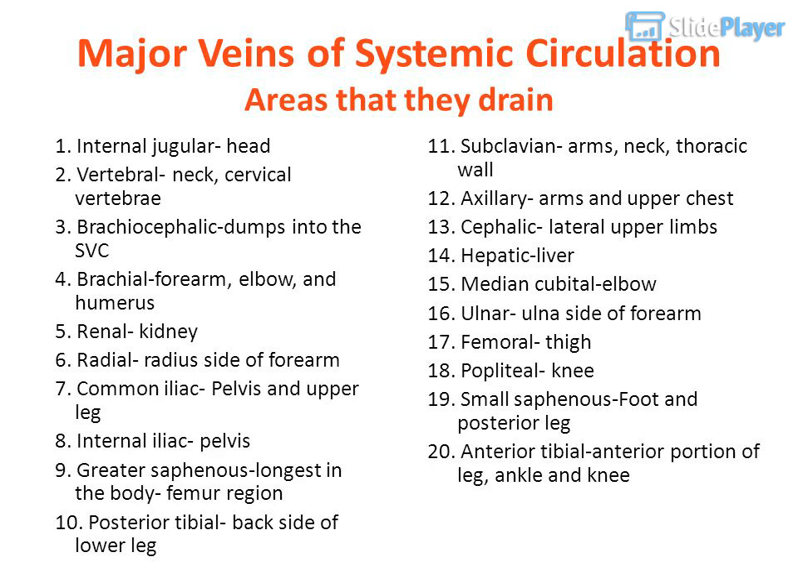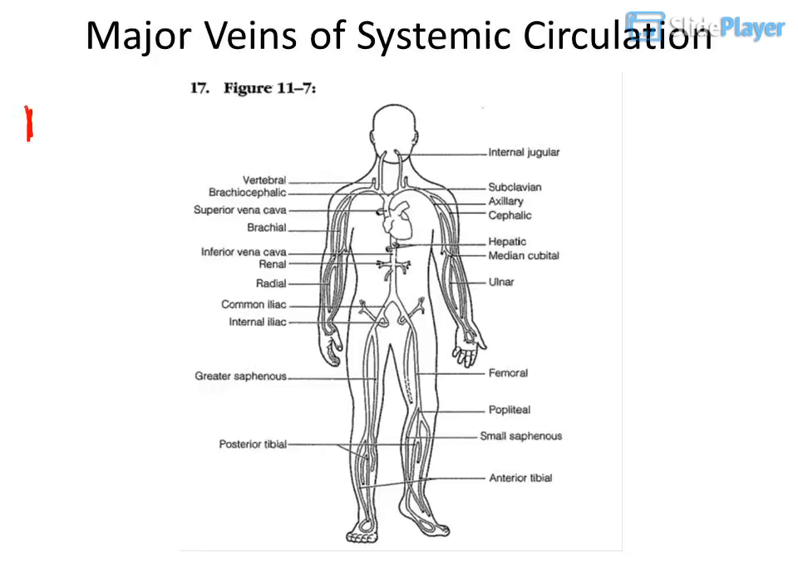14. Hepatic, liver. 15. Median cubital, elbow. 16. Ulnar, side of forearm. 17. Femoral, thigh. 18. Popliteal, knee. 19. Small saphenous, foot and posterior leg. 20. Anterior tibial, anterior portion of leg, ankle and knee. Major veins of systemic circulation.